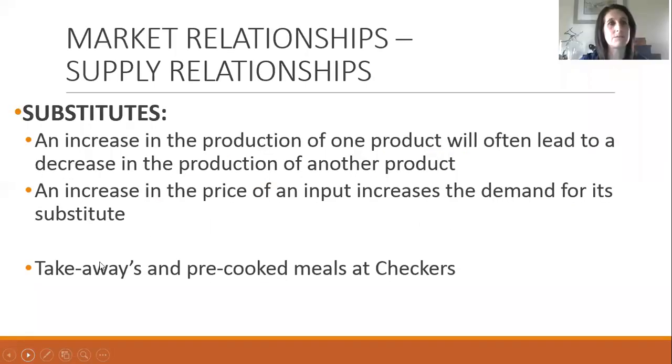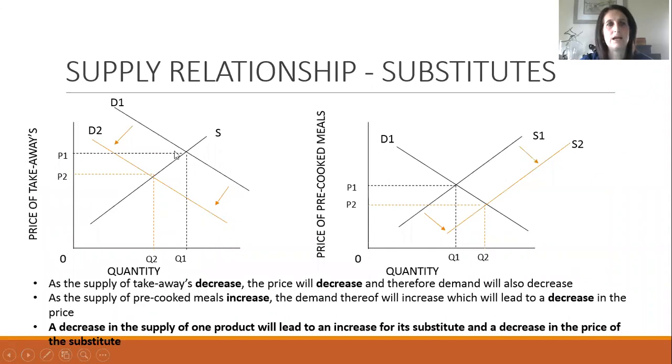Substitutes, supply relationships. Substitutes, again, are things that we use instead of something else. So I've used the example of takeaways and pre-cooked meals. We're no longer able to buy takeaways. So what happened to the supply of pre-cooked meals at Checkers, for instance? If we look at the first graph, there's the original supply and the original demand.